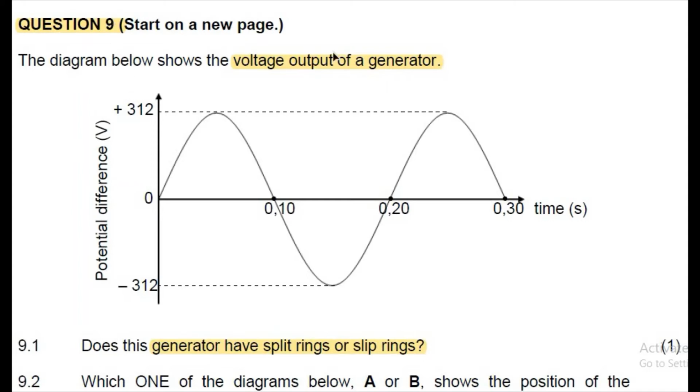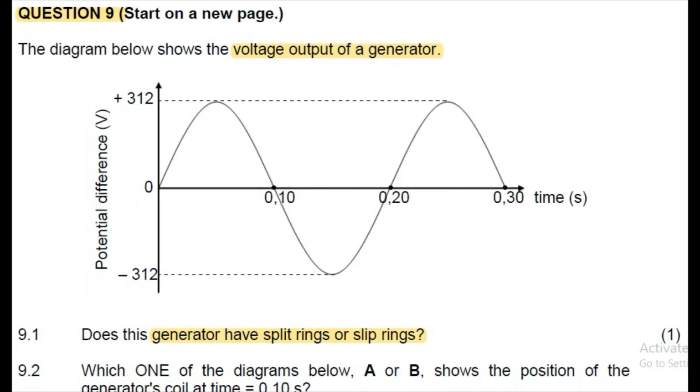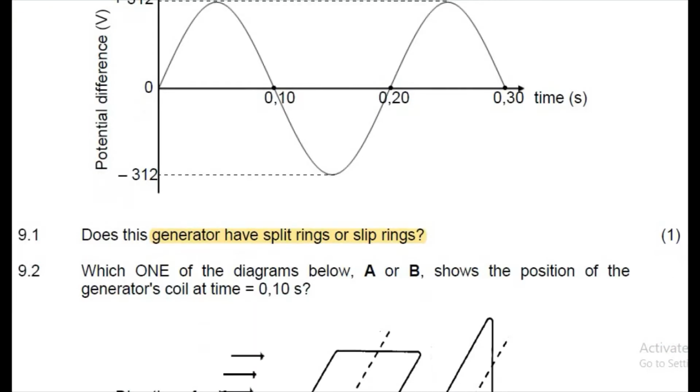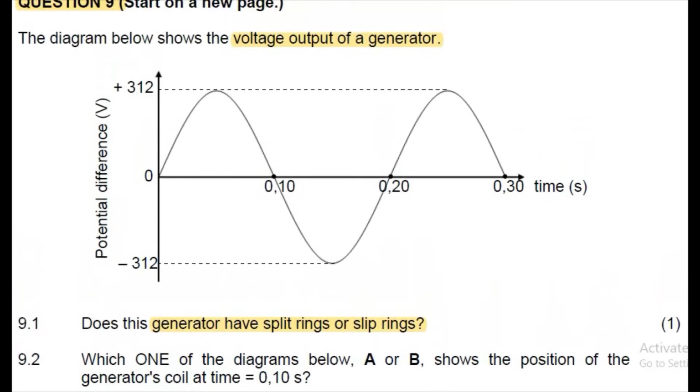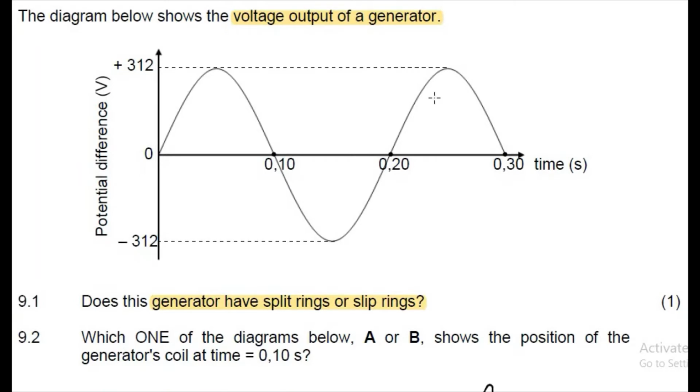Okay, so we have question 9 here. It's still talking about electrodynamics, and we have a diagram that is given to us. It is a plot of voltage output of a generator. On your y-axis you have the potential difference V, and on your x-axis you have the time in seconds. The one thing that we know is that this is a generator, so it's a matter of trying to determine: is it an AC generator or is it a DC generator?